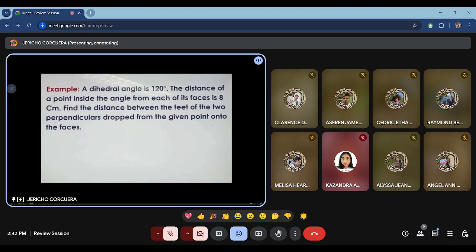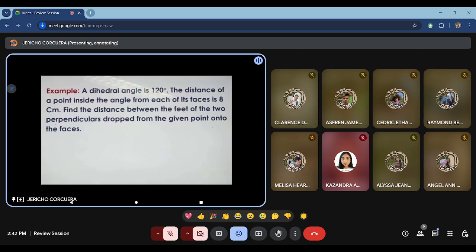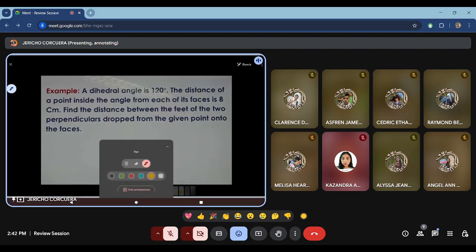Okay, so let's continue. Let's solve this problem: a dihedral angle is 120 degrees. The distance of a point inside the angle from each of its faces is 8 centimeters. So find the distance between the feet of the two perpendiculars dropped from the given point onto the faces. To solve this, we are going to draw a figure.